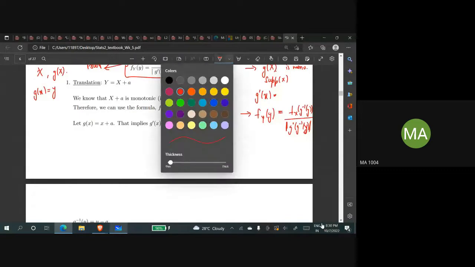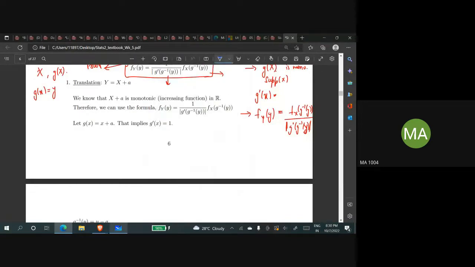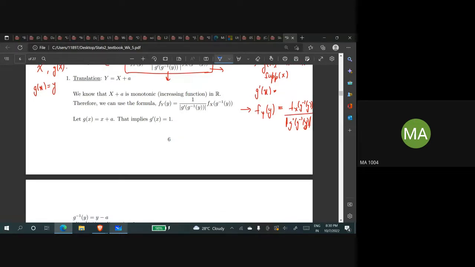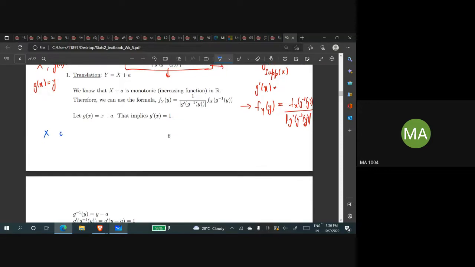The first example we have here is for translation. It's a very basic example. We have a continuous random variable x, and we define Y equals capital X plus a. So this is a translation, as all of you know. We're just translating this random variable x by the constant a.